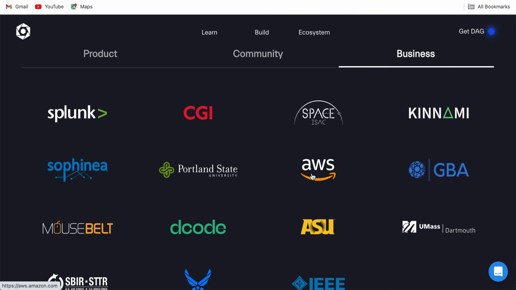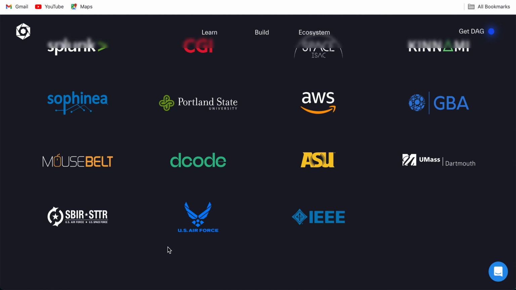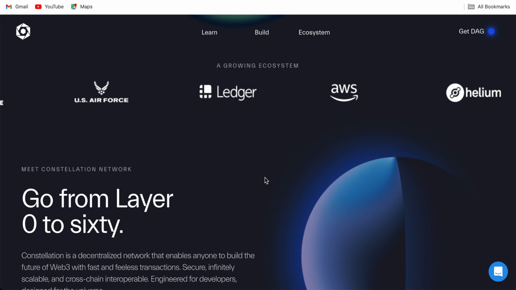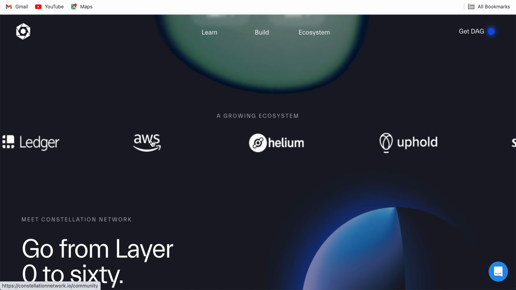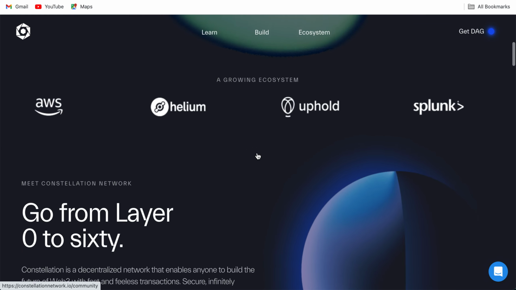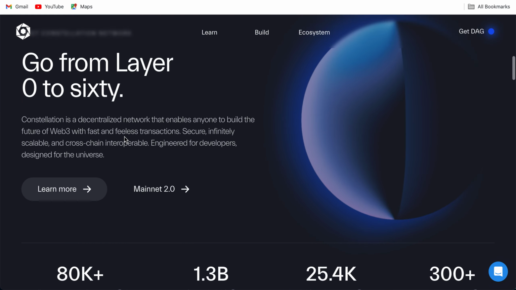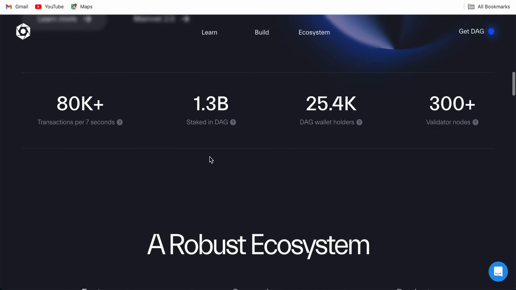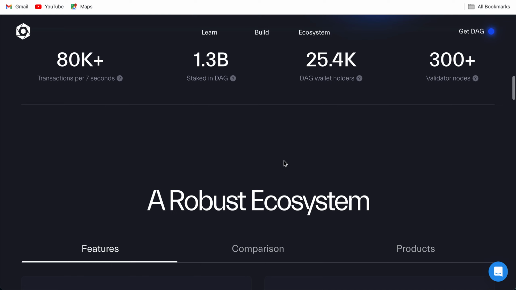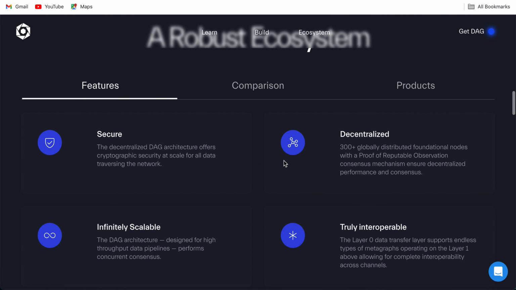Amazon Web Services. Check this out. This is huge. US Air Force. The Department of Defense is involved with this. We're going to check that out as well. So let us check out this website. Growing ecosystem. Ledger is involved. Amazon Web Services involved. Helium, Uphold, Splunk. Go from layer 0 to 60. The 1.3 billion staked in DAG wallet holders, validator nodes. So check this out, a robust ecosystem.